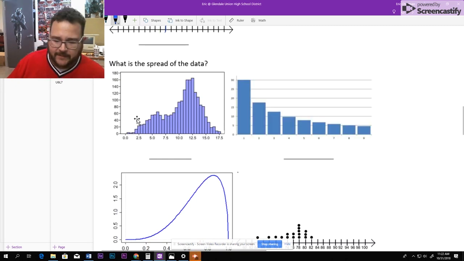The spread of the data is really referring to the range, and from the range we can interpret that into our standard deviation. If we look at this first graph, it goes from about 1 to about 18. So that is a spread of 1 to 18, which is a pretty big spread. So we're going to have a larger standard deviation.